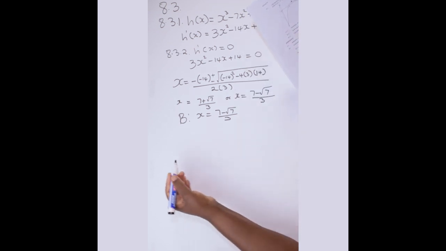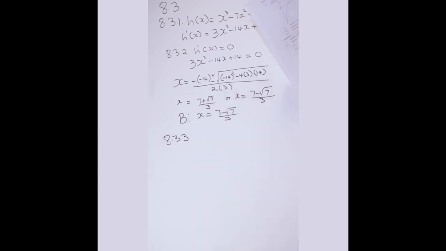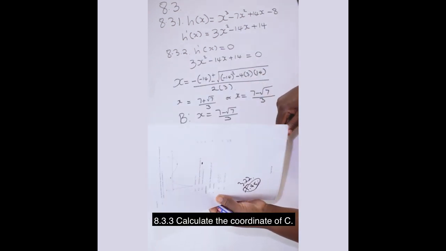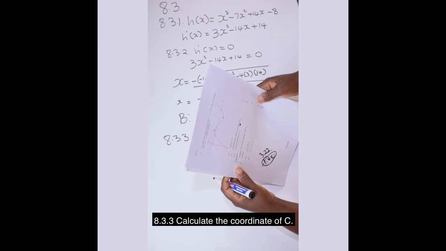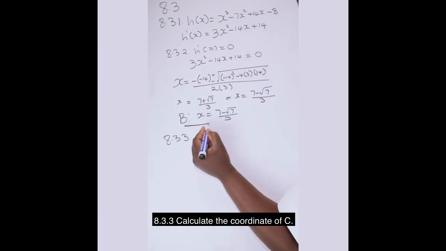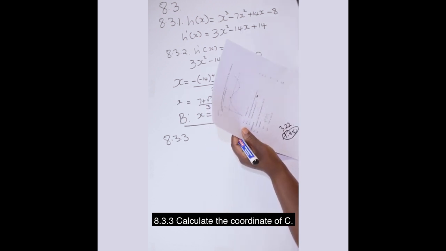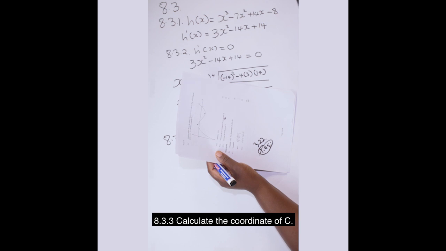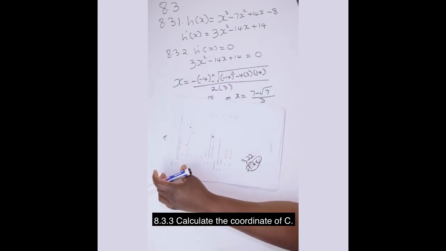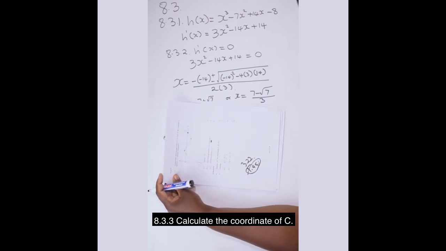Okay, let's look at the last question of this one, 8.3.3. Now, can you see that if you are given a graph, you must analyze it thoroughly, because the marks are just given like that. If they say something and you do something else, you will lose marks. In this case, you must focus and try to do what the question is asking. Here they say, calculate the coordinate of C. C is one of the x-intercepts.